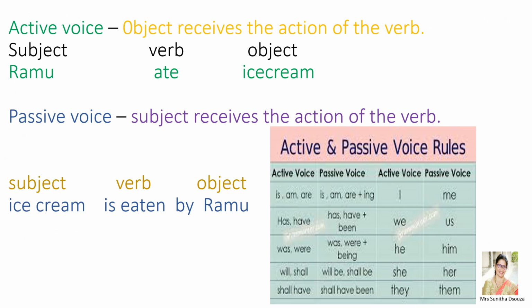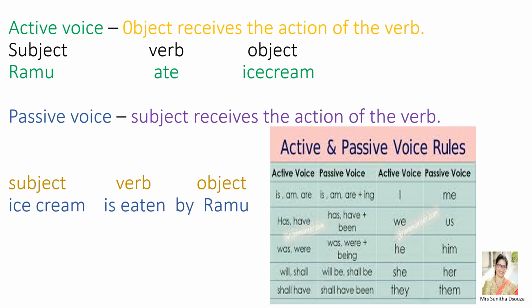In active voice, the object receives the action of the verb. Here the object is ice cream, the verb is ate, and the subject is Ram. Ram ate ice cream. When we change this into passive voice, the subject receives the action of the verb. The object ice cream in the active voice becomes the subject in the passive voice. Ice cream is eaten. The verb will change into the past participle: ate is the second form, the past tense, and it will change into the past participle. Eat, ate, eaten. So, with the helping verb, ice cream is eaten by Ram. Always the object is added with the word "by".